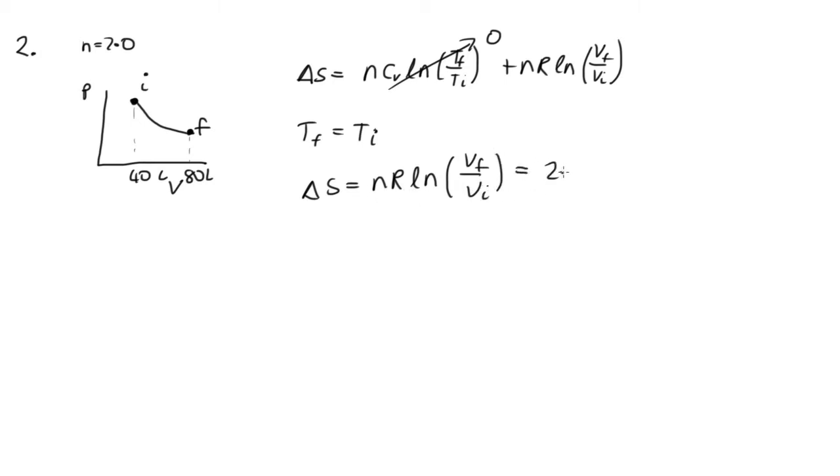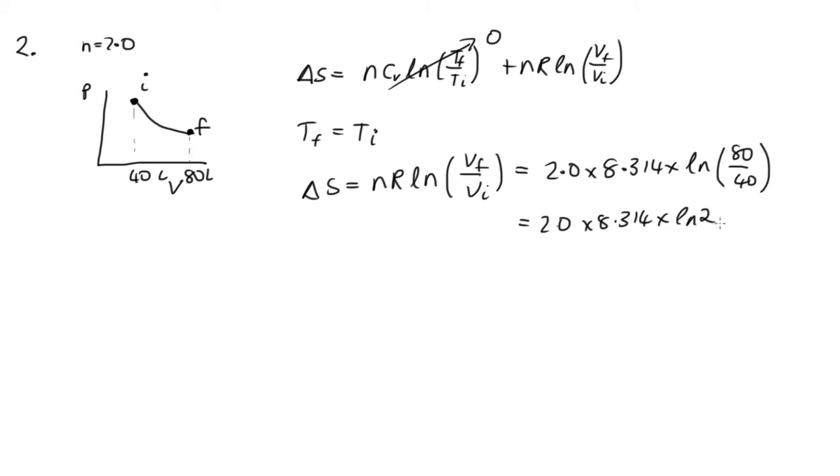We know that n is 2 moles. We know that R is 8.314. We know that our final volume is 80 and our initial volume is 40. Those are both in litres, so we don't need to worry about converting it. So we've got 2 times 8.314 times log of 80 divided by 40, which is 2, and we can solve that on the calculator, and we end up with 12 joules per Kelvin.